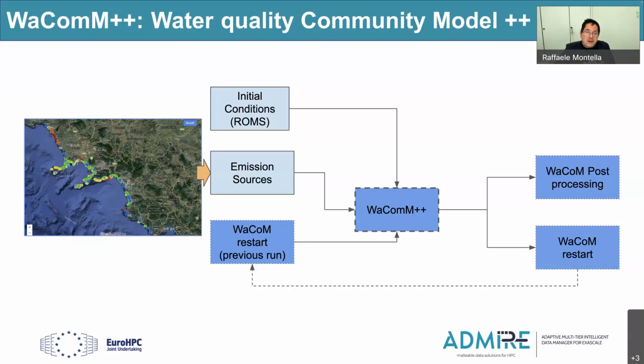The output is the concentration of pollutant for each cell of the domain, and the output of each run is used as input of the next run. This is because some particles remain active, others are sedimented on the seafloor and are no longer active, and other particles have landed on the shore.